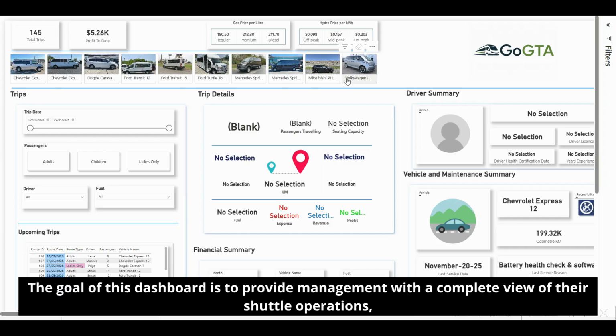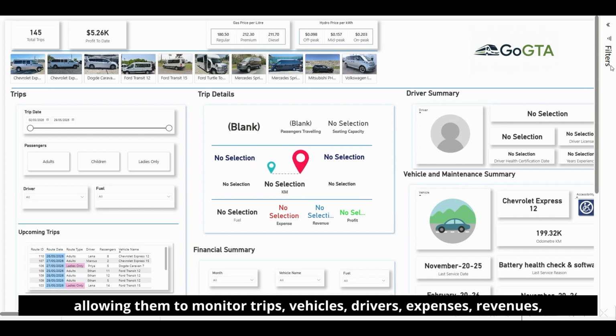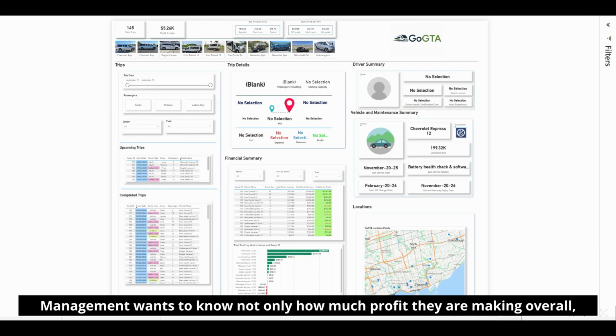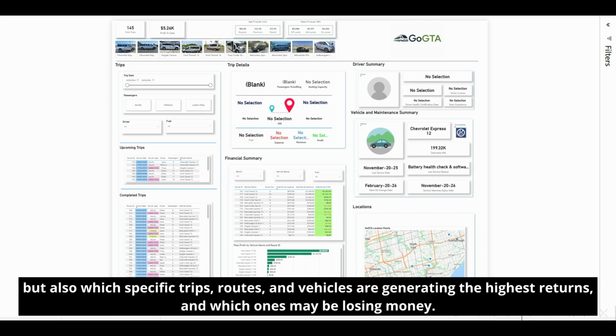The goal of this dashboard is to provide management with a complete view of their shuttle operations, allowing them to monitor trips, vehicles, drivers, expenses, revenues, and overall business performance in a single location. For this business, understanding profitability is critical. Management wants to know not only how much profit they are making overall, but also which specific trips, routes, and vehicles are generating the highest returns, and which ones may be losing money.